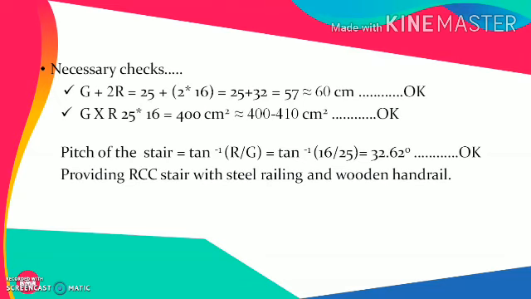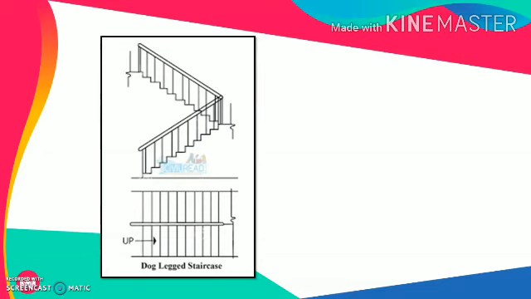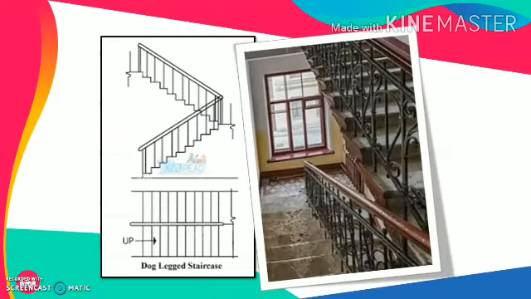Now we will provide the RCC stair with steel railing and wooden handrail for this. This is even an essential thing to decide while designing the dimensions. And we will provide the Kota stone as tread with a nosing of 1 centimeter. So this is the solution of our first problem. This is some sort of schematic diagram for our designed stair, and ultimately it will look like this figure with necessary provision for the ventilation in terms of window that has been shown.